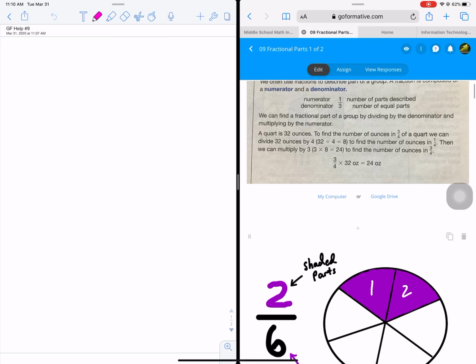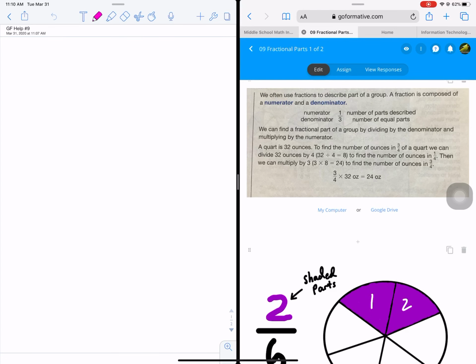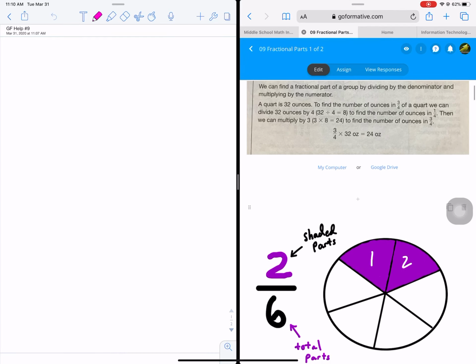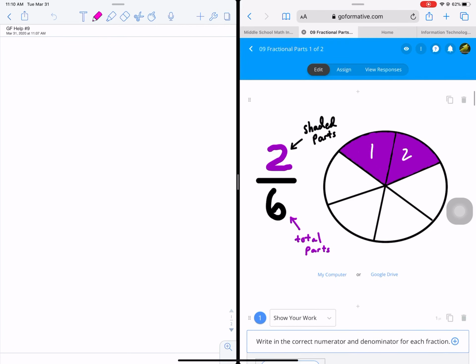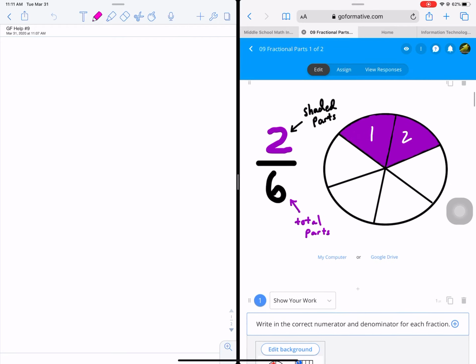Let's start with basics. So this first part here says numerator and denominator. So the numerator is the top and the denominator is the bottom. That's kind of your basics on fractions. Knowing that will help you when you're dealing with fractions. So here's the basics. 2 out of the 6 parts are shaded, therefore 2/6 is my fraction.